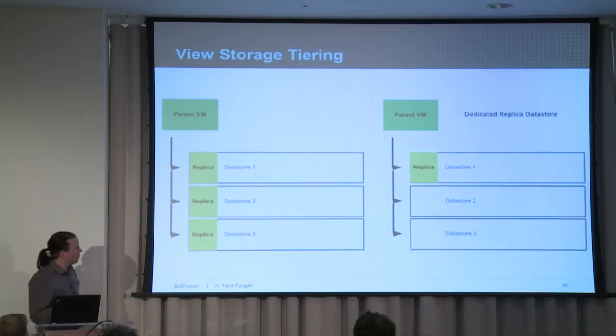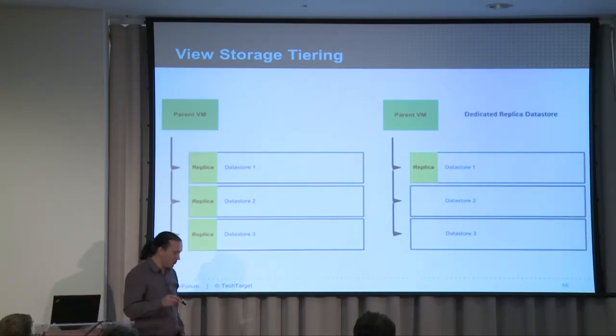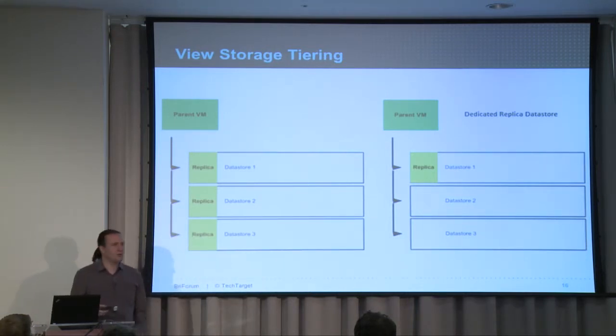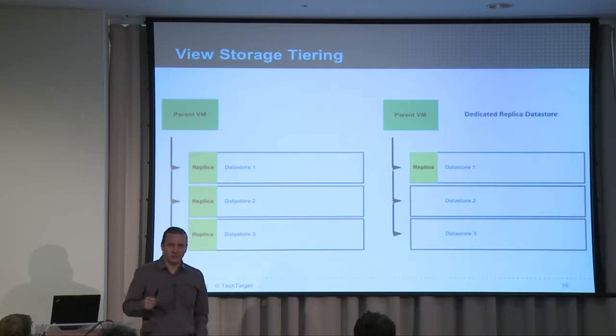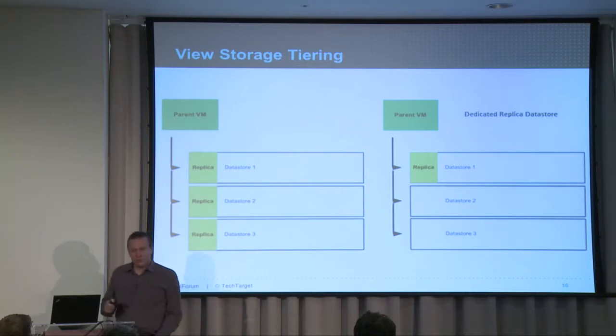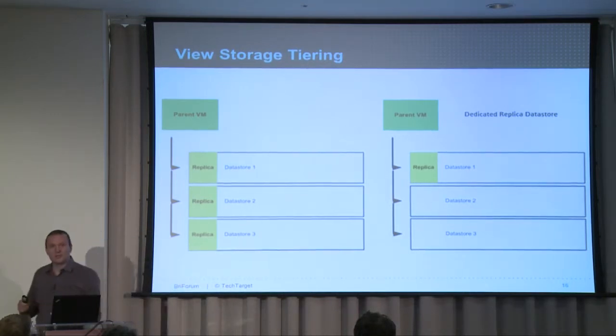View. Now, when you create View pools, you can pick where to put your replica, which is your golden image. This is a very cool feature. You can split your golden image from your delta files.